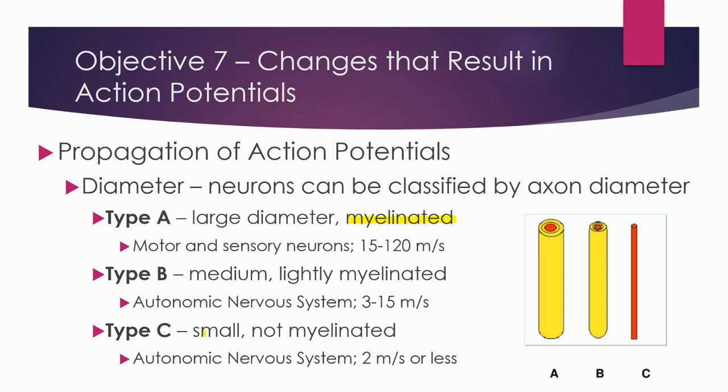Now your type B and type C are going to be smaller in diameter, and you're going to see less myelination as you go. And so the smaller and less myelinated, the slower those action potentials are going to be. And you're going to see these involved in your autonomic nervous system, in those automatic kind of responses that we don't have to think about, things like digestion and our blood vessel changes. We don't really have to think about those. They don't have to necessarily be quite as quick in their response.